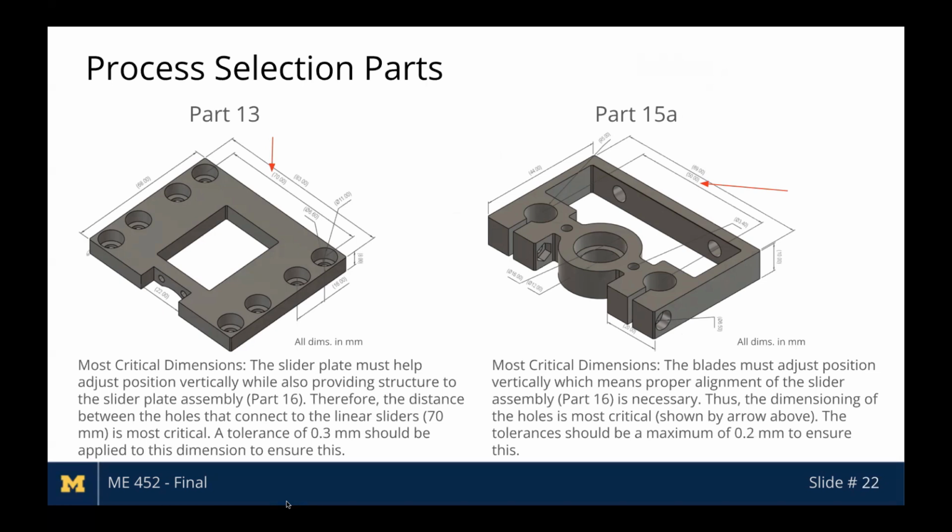So with the process selection parts, we chose part 13 and part 15A, being the slider plates and the slider supports. Overall, the most critical dimensions for both of them were the dimensions in between the holes, as this goes for alignment and providing structure for adjusting to position and providing structure as per our FCMM. So for part 13, we decided a tolerance of 0.3 millimeters was adequate, and for part 15A, a tolerance of 0.2 millimeters.